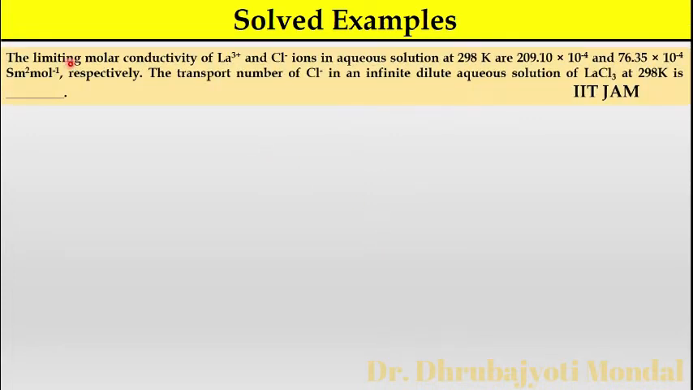The limiting molar conductivities of La3+ and Cl minus ions in aqueous solution at 298 Kelvin are 209.1 into 10 to the minus 4 and 76.35 into 10 to the minus 4 siemens meter square mole inverse respectively. The transport number of Cl minus at infinite dilution in aqueous solution of LaCl3 at 298 Kelvin is, fill in the gap. So you have to calculate the value of the transport number of Cl minus.